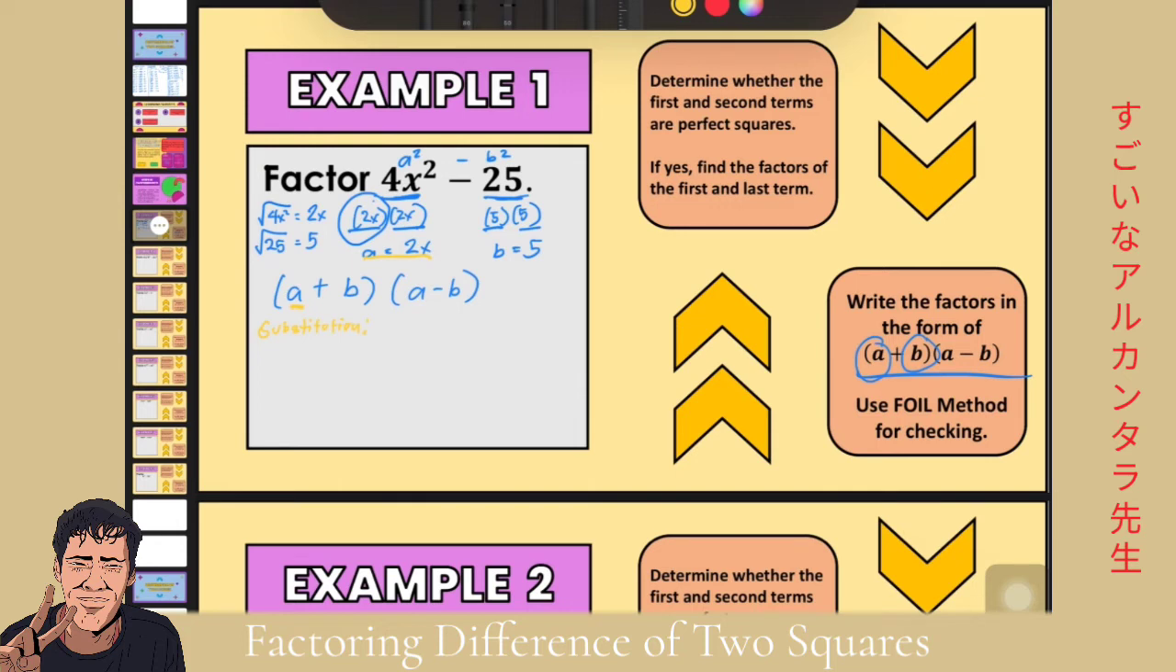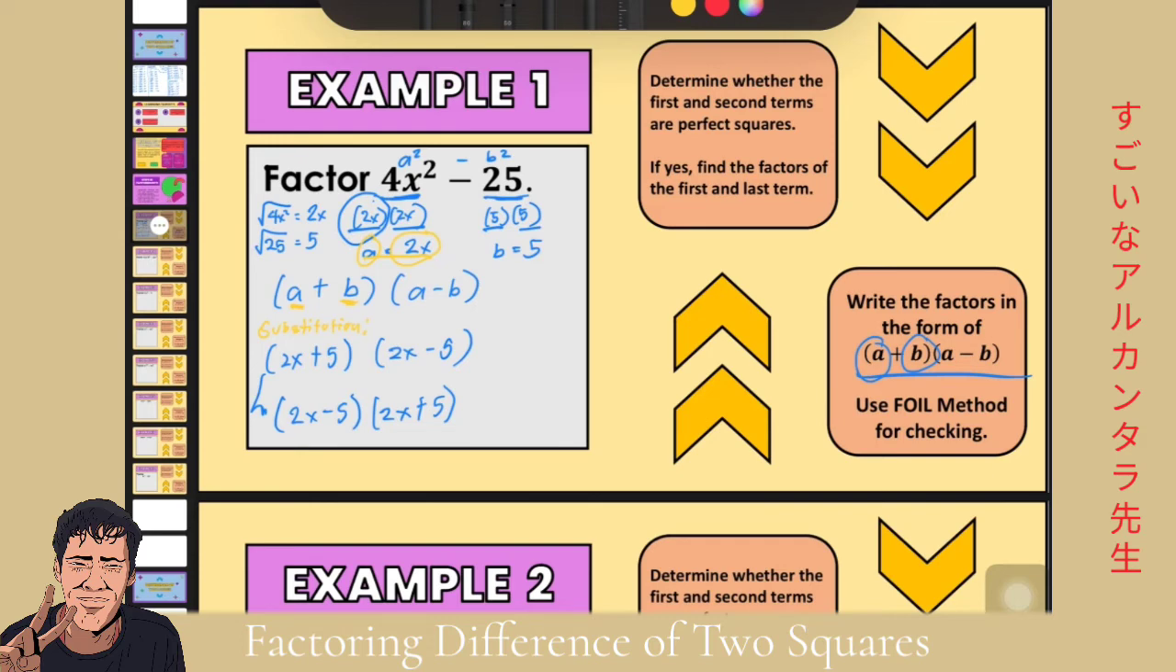So in this case, a is the same as 2x. So if a plus b, we can have the quantity 2x plus 5. And again, don't have to overcomplicate this. This is 2x minus 5. A is 2x, b is 5. And at the same time, this can also be written as the quantity 2x minus 5 times the quantity 2x plus 5. Whichever comes first, all good, nothing to worry about. Okay? So again, I'm showing you here two sets of solutions, but we can still try some more.